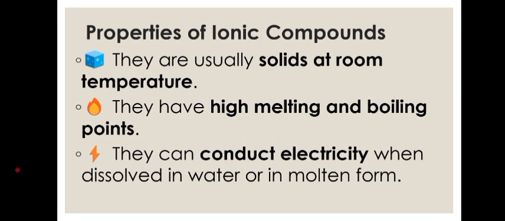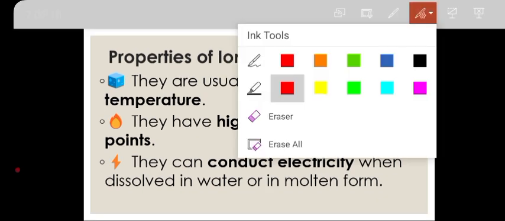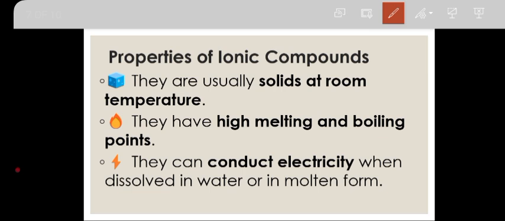It's time to uncover some properties of ionic compounds. What are some features that are common in ionic compounds? What are some attributes of ionic compounds? First one, they are usually solids at room temperature. What is room temperature? 37 Celsius. Ionic compounds are usually solids at room temperature.